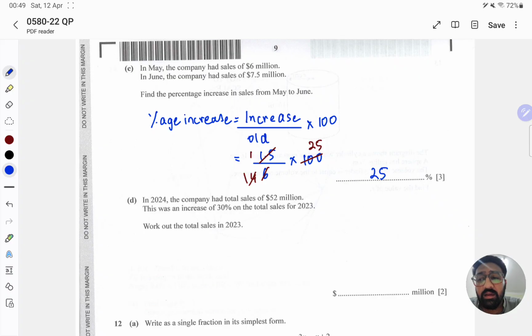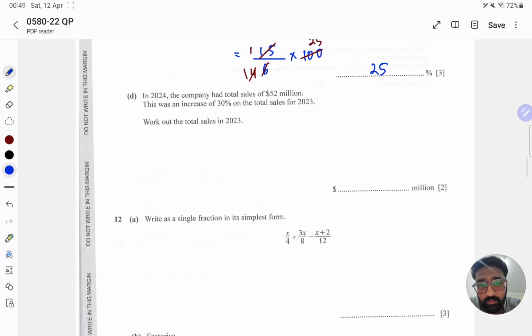He says in D part, in 2024 the company had total sales of $52 million. This was an increase of 30% on the total sales for 2023. Work out the total sales in 2023. So we are going to use the ratio method over here. We will use before and after. Before is 2023 and after is 2024.